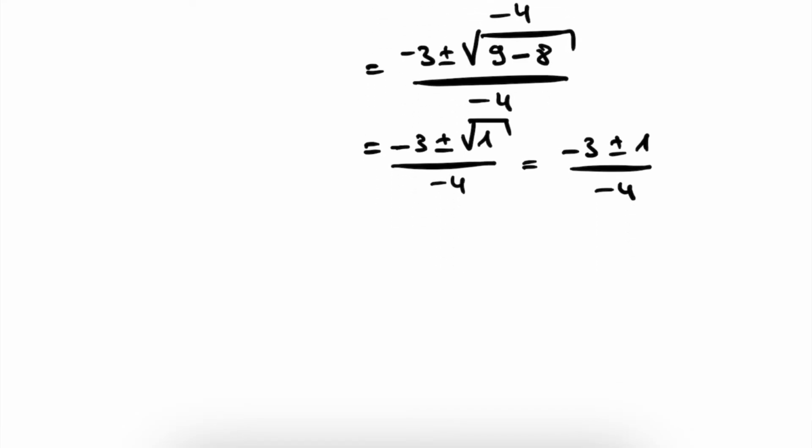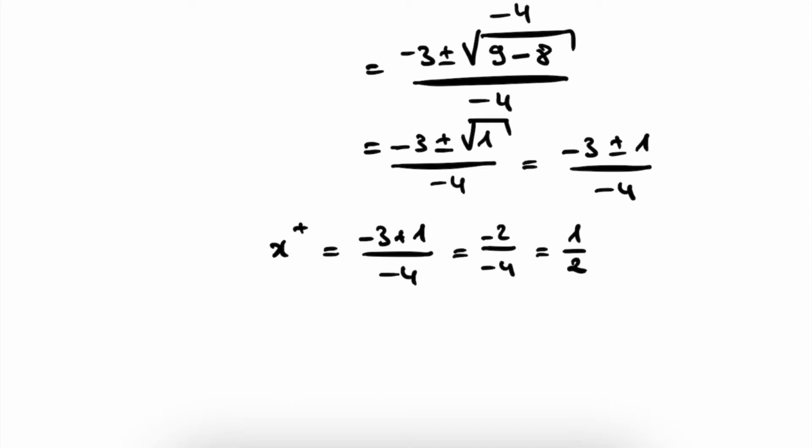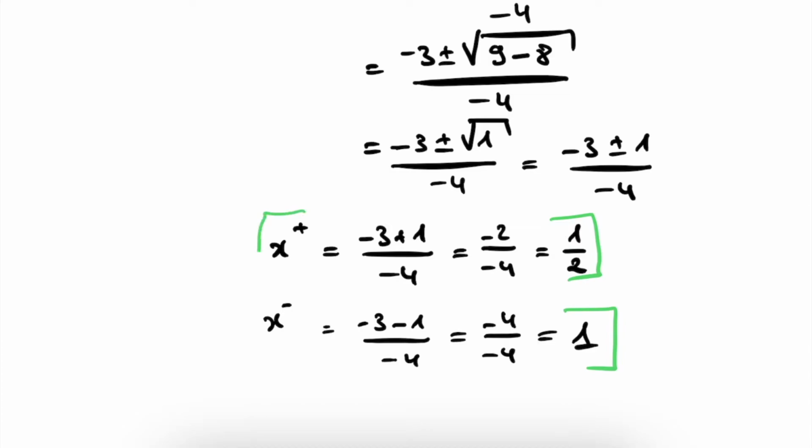So now we can get our two results. If we take the plus here, we have our x plus, which will be equal to minus 3 plus 1 divided by minus 4, which is minus 2 divided by minus 4, which is equal to 1/2. So that's our first solution. Now, if we take the minus sign here, then we get our second solution, which is minus 3 minus 1 divided by minus 4, which is minus 4 divided by minus 4, which is equal to 1. And we have our two solutions here.